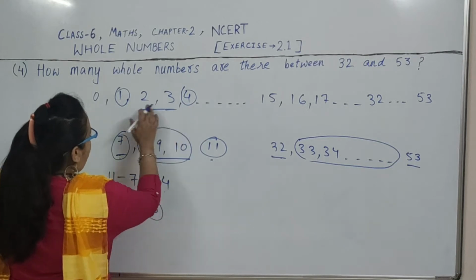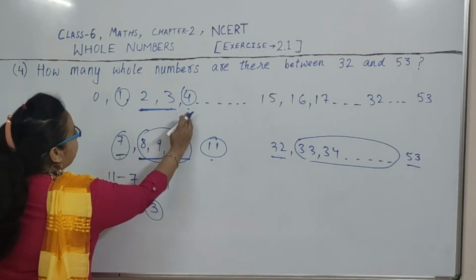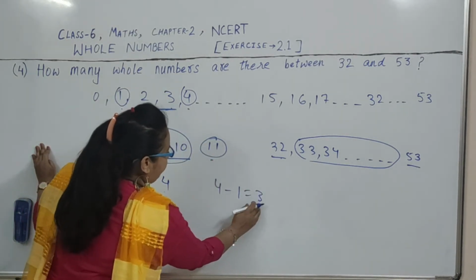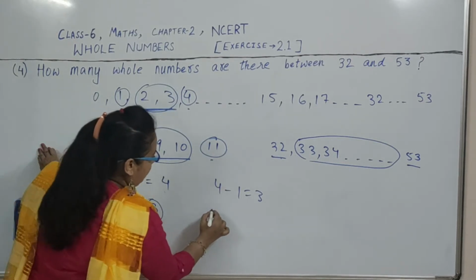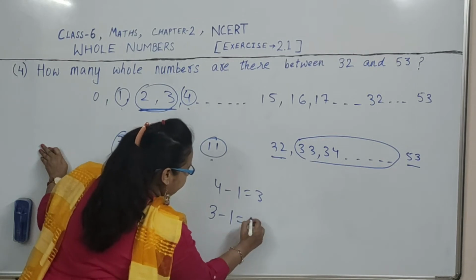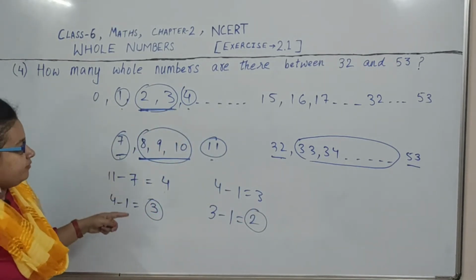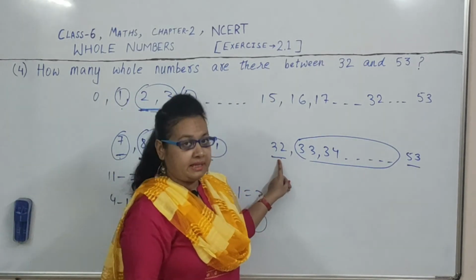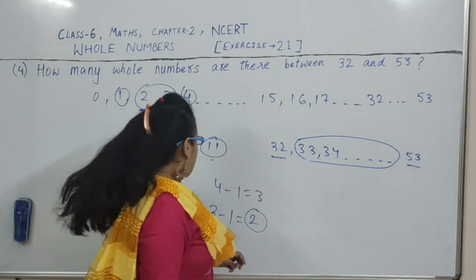To find how many whole numbers are between 1 and 4, what will we do? We subtract 1 from 4. See, we got 3. Are there 3 whole numbers between 1 and 4? No, there are 2 whole numbers. So we have to subtract 1 from this 3. We will get 2. It means there are 2 whole numbers between 1 and 4. Okay, the same formula we will apply to this question and find how many whole numbers are there between 32 and 53.